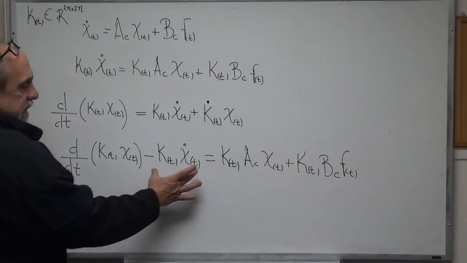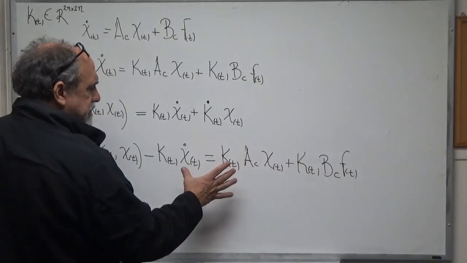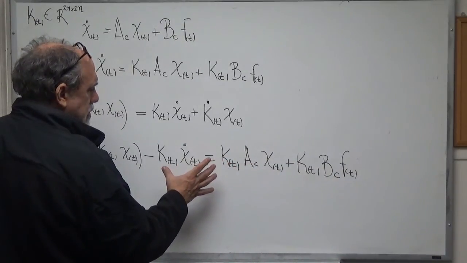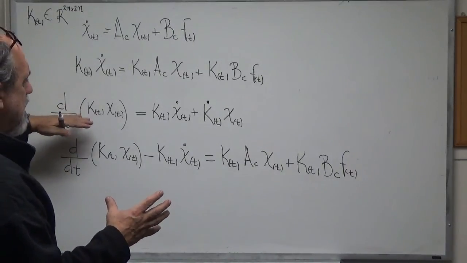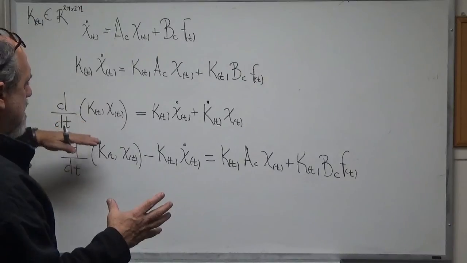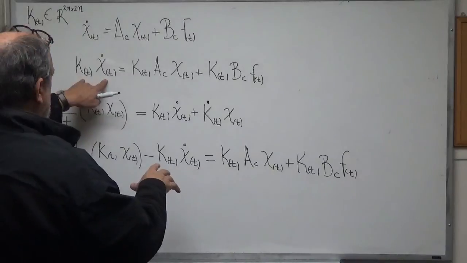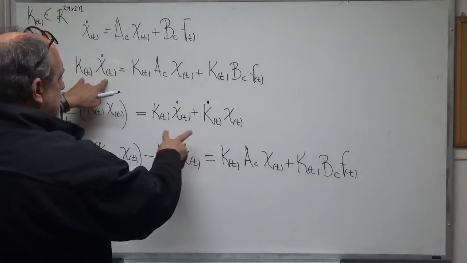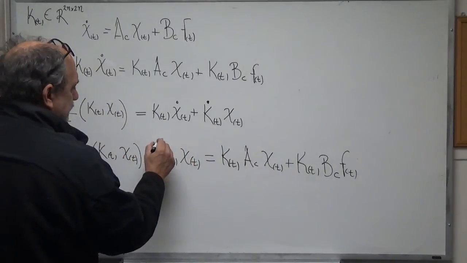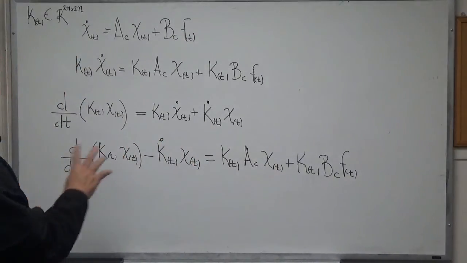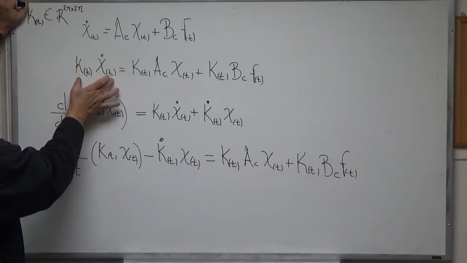Well, if you look at this term and this term, what's going on here? I think I made an error. I made an error because I want K of t times X dot of t. So I want this. So I have to subtract, yeah, I took the wrong one. So my apologies. Remember, I have here K of t, X dot of t.